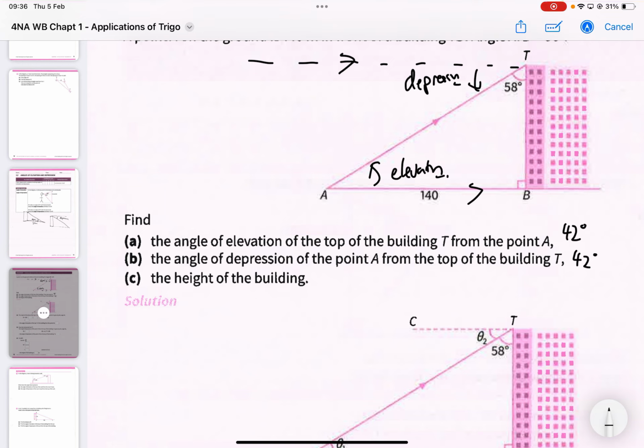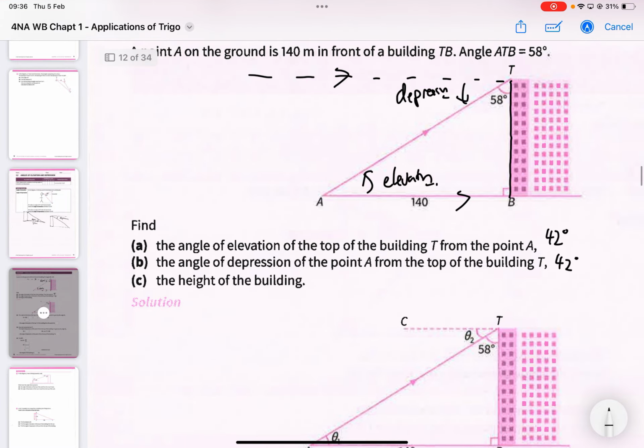Then how do we find the height of the building? Height of the building is this TB over here. Then we have a right angle triangle. Under this topic, there are a lot of right angle triangles. So under right angle triangle, what do I use? It is either Pythagoras or Soh Cah Toa.